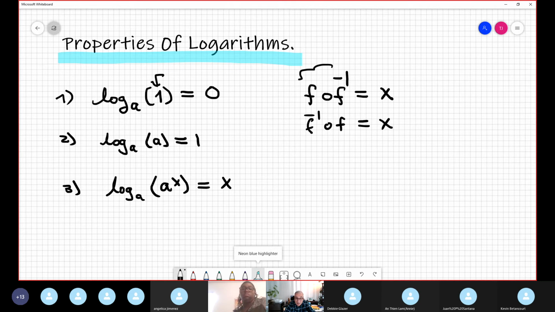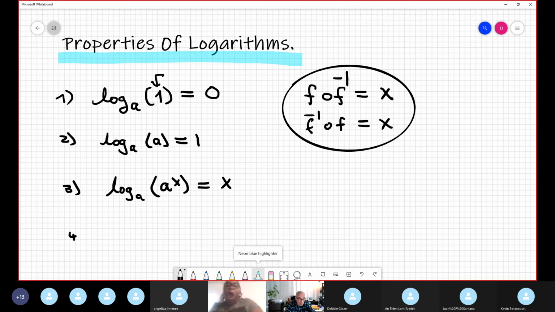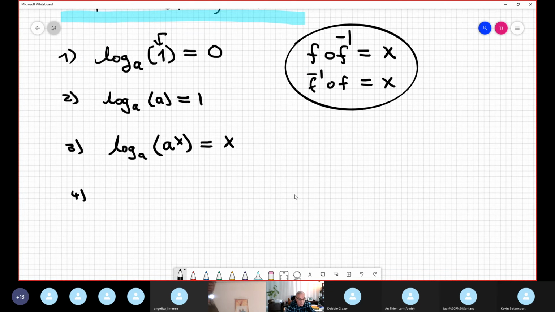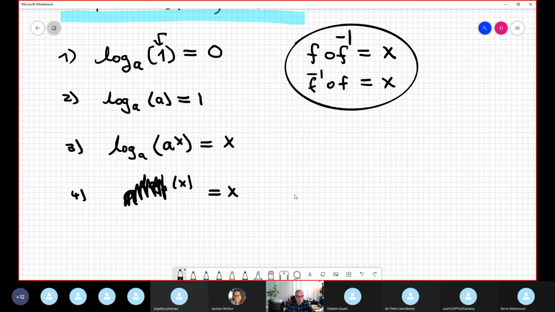A similar idea for this. Likewise, property number 4, when you put exponential and logarithm again, but in different order, like that, look, exponential first and logarithm second, again, it's identity. That part is canceled out. Do you follow me? Okay, this is the first property. But we have 4 more.